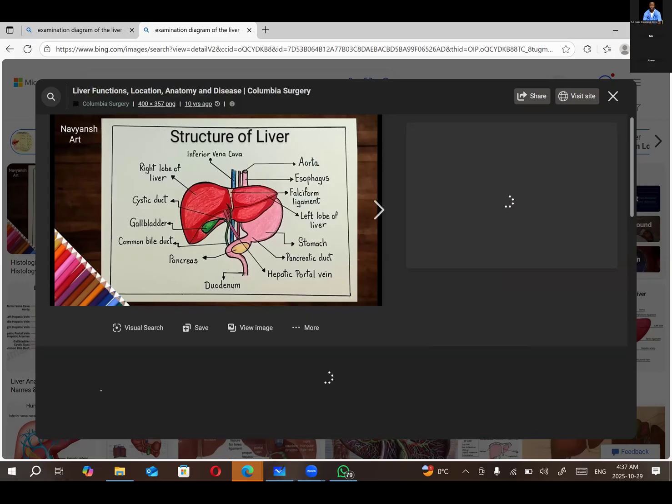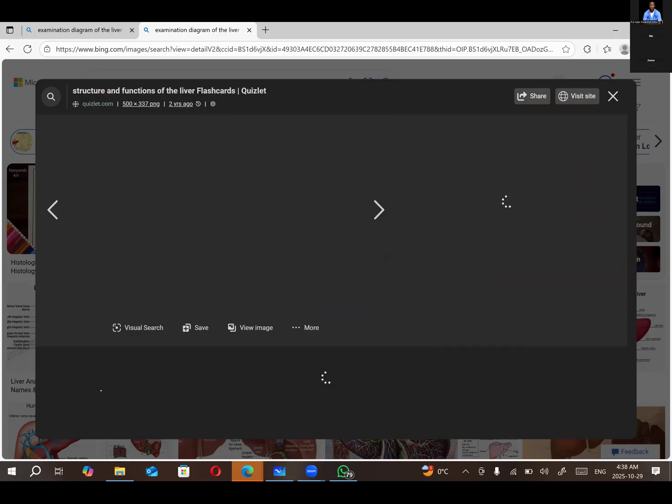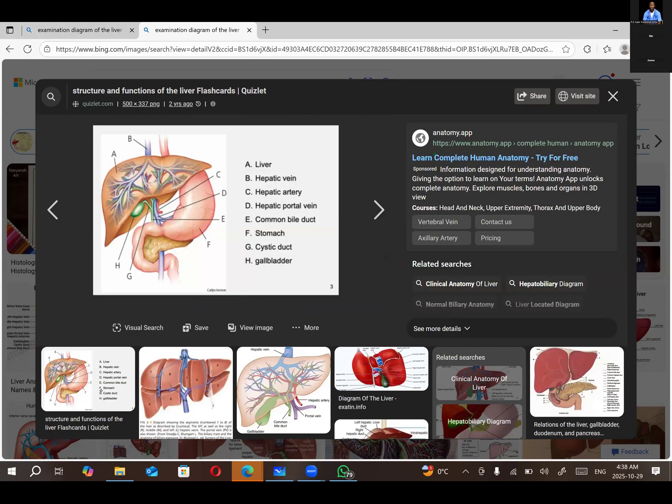You see, the images are similar. And the stomach is right beneath, if you can see that. It will not really be drawn for you.